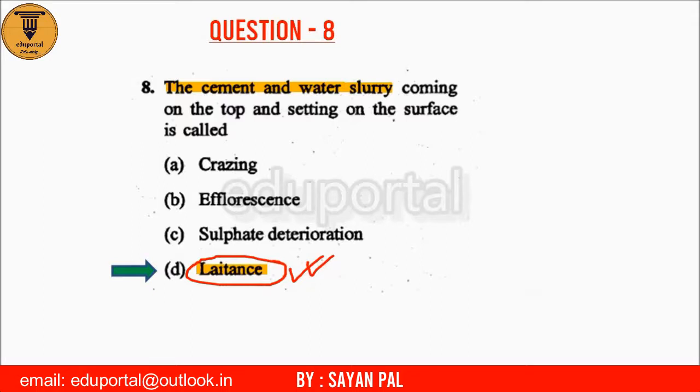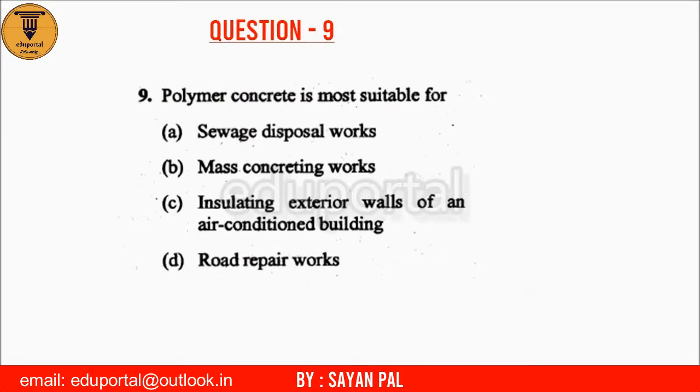So now we will move on to question number 9. The question is: polymer concrete is most suitable for, and four options are given: sewage disposal work, mass concreting work, insulating exterior walls of an air conditioned building, or road repair work. So here the answer will be sewage disposal work. Okay.